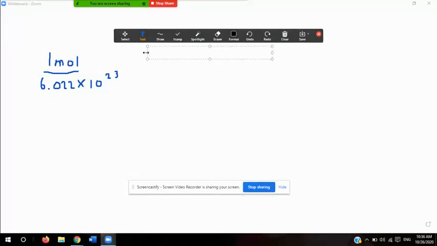So that being said, the second exercise, which is on page 82 of your textbook, says, how many moles of silver are present in 3.01 times 10 to the power of 23 atoms of silver.